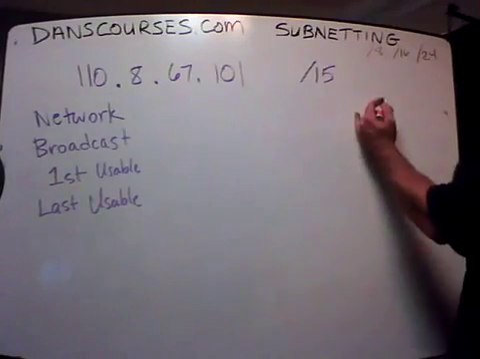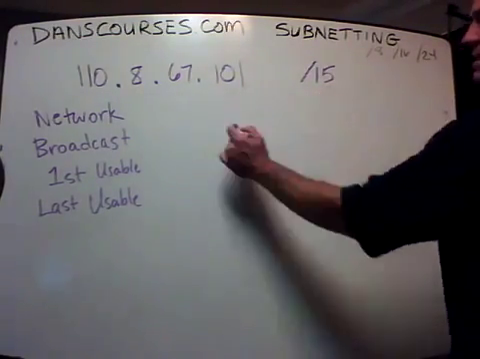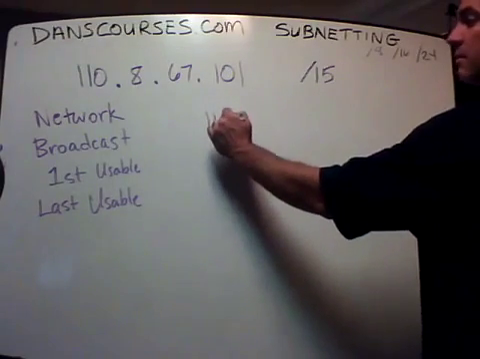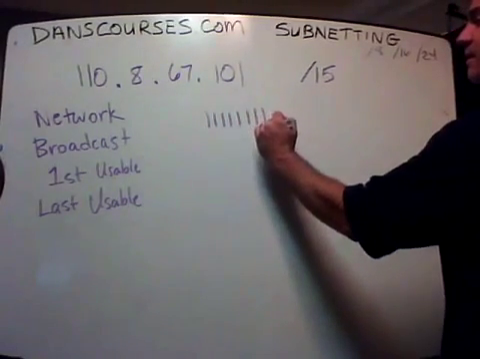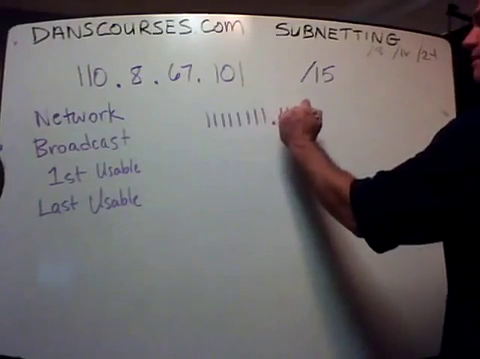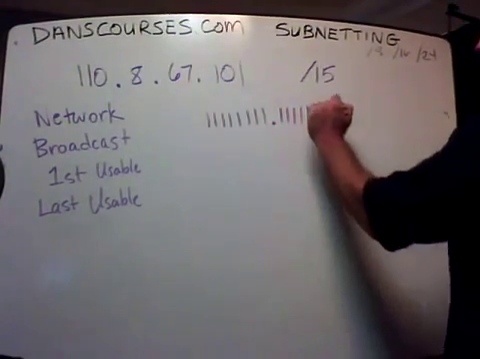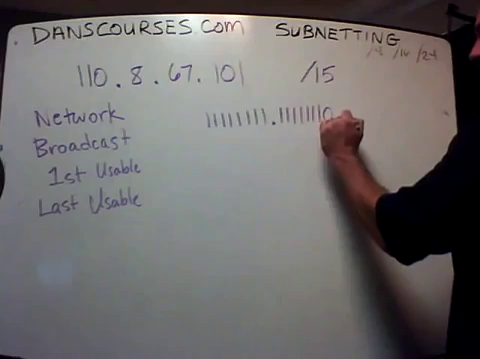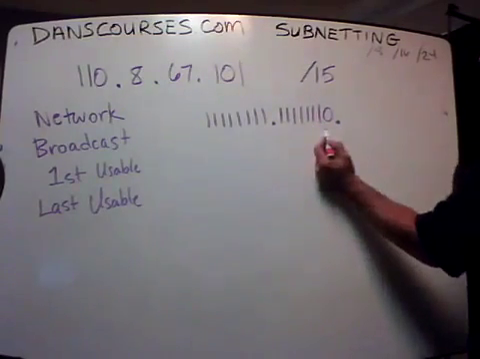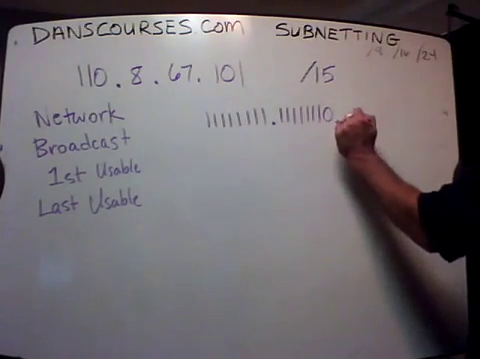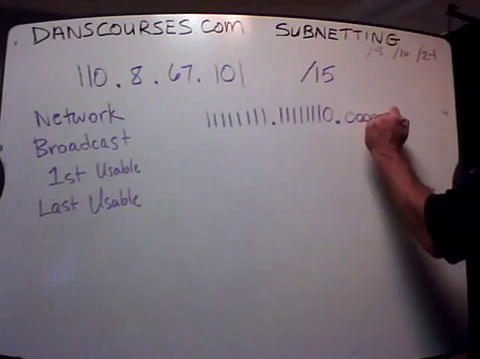Well, you have to write it out in binary. You write /15 in binary like this: 1, 2, 3, 4, 5, 6, 7, 8, 9, 10, 11, 12, 13, 14, 15, 16. Okay? There's 15 ones and then a 0, and then the rest is all zeros.